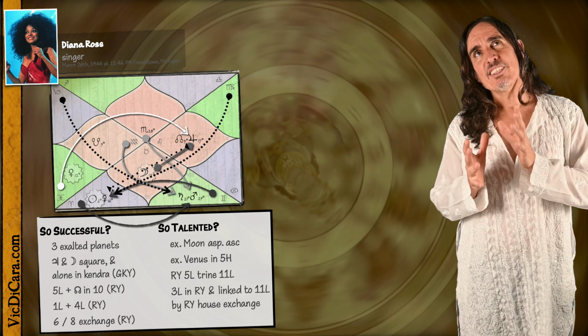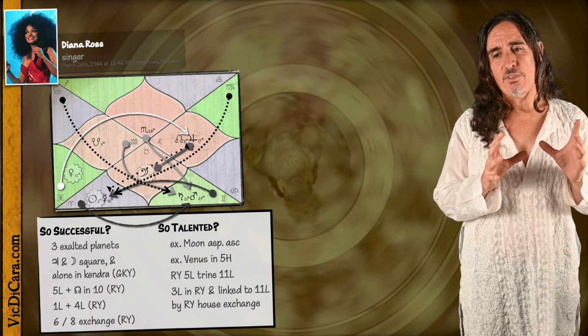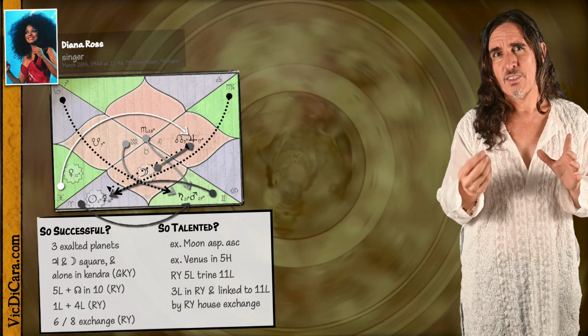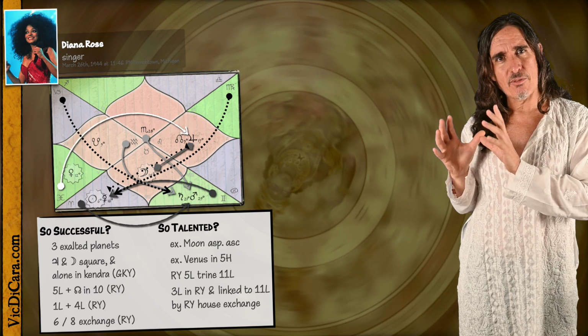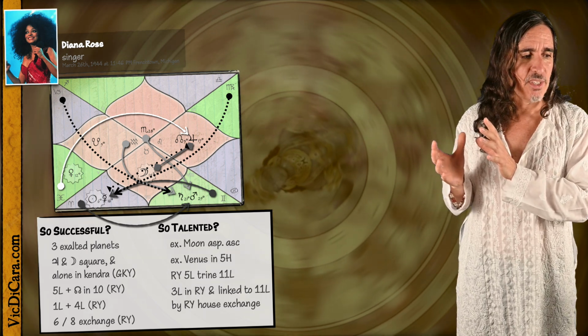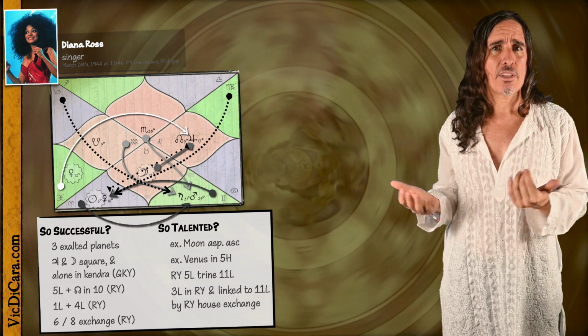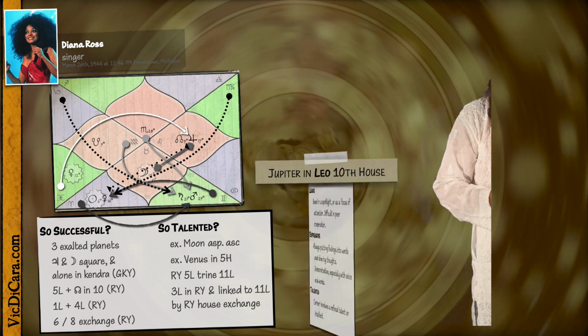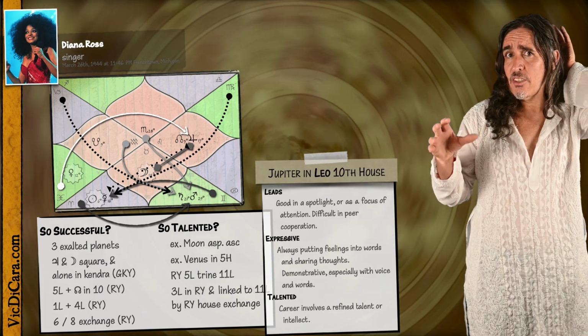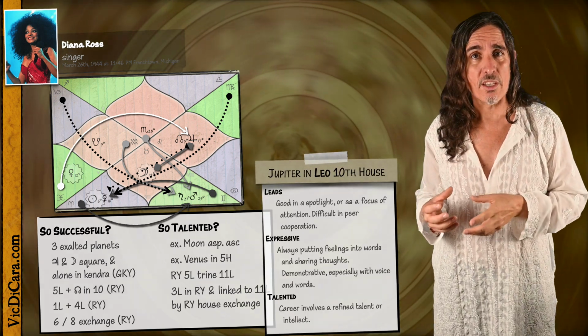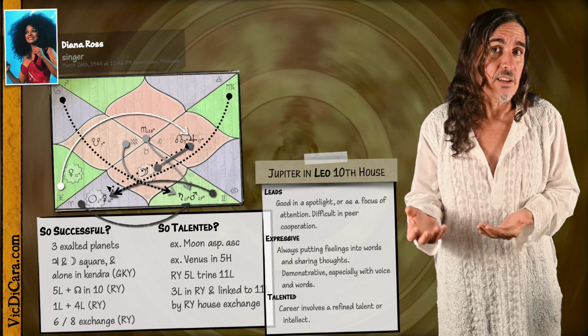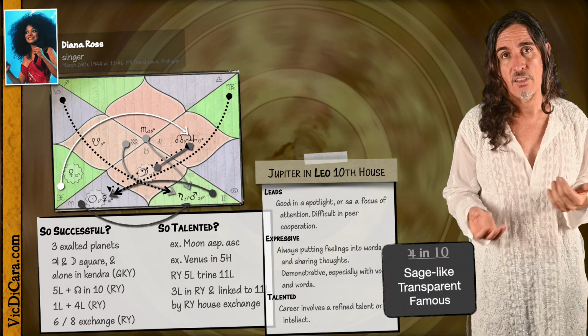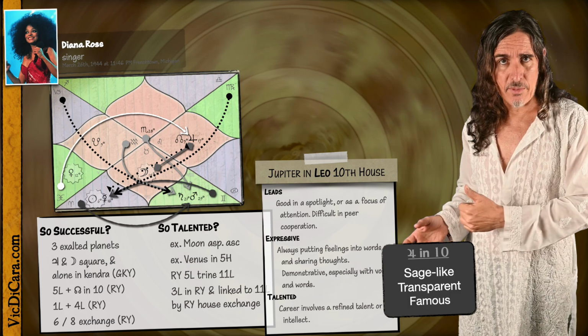So now you can see how the specifics of an individual chart fine-tune the basic soft focus that you get from interpreting something like Jupiter in Leo in the 10th house. And then that in turn is a fine-tuning of the softer focus that you got just by Jupiter in the 10th house, which is interpreted as being sage-like, transparent, and famous.